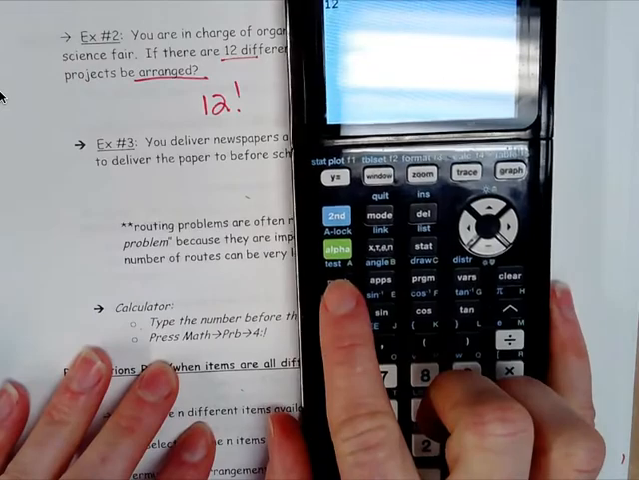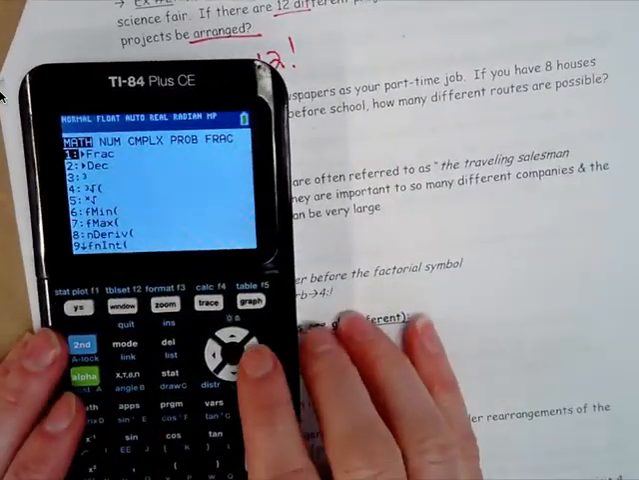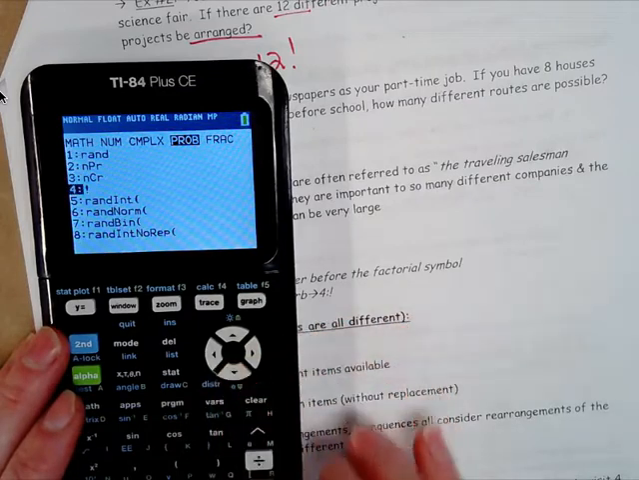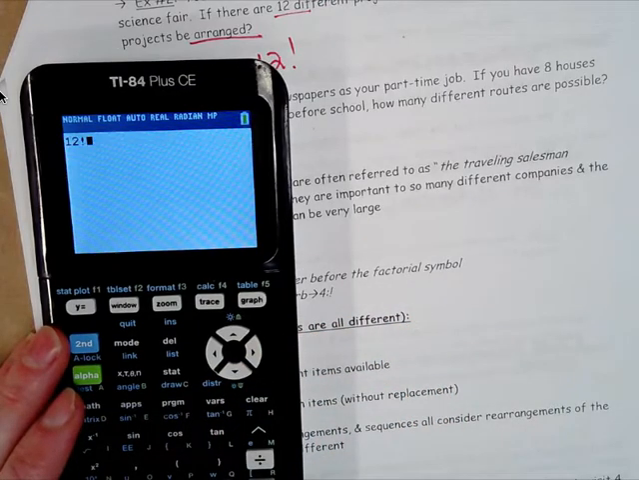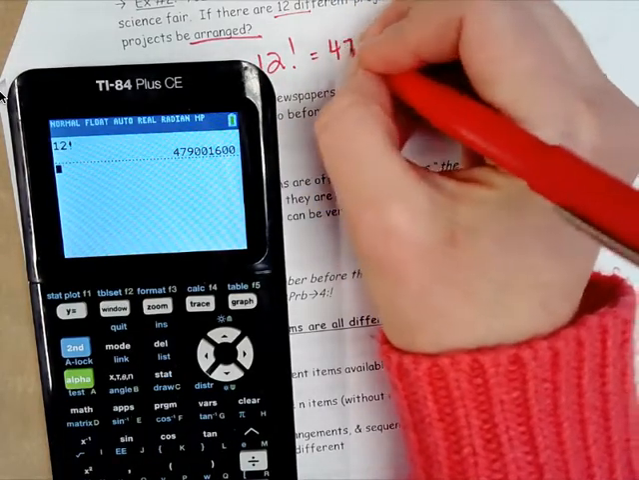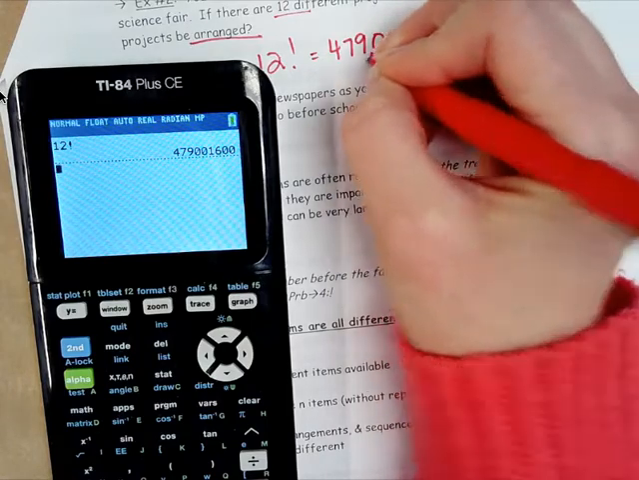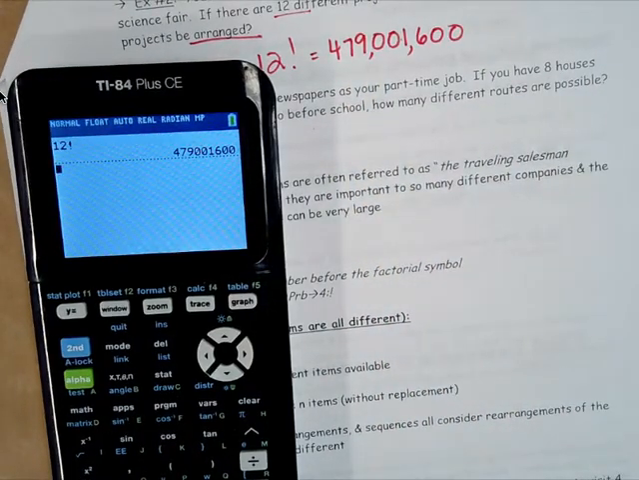So it says math, probability, 4 is the factorial. So go ahead and put in your number, 12. And then we want the factorial. So go to the math button. I got a glare there. Over to probability. Down to number 4, which is the factorial. Enter. Wow. 479,001,600.